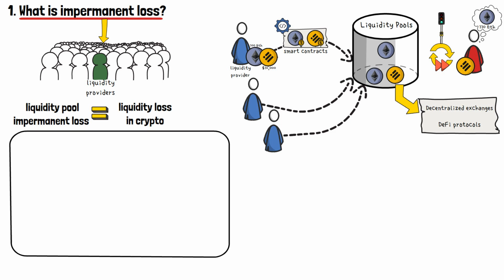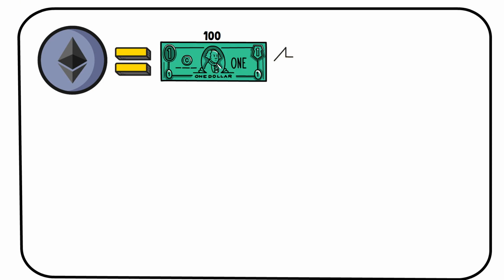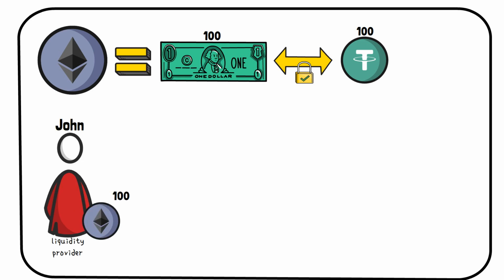Let's go for a hypothetical yet practical example to see how impermanent loss occurs. For the sake of simplicity, let's imagine that 1 Ether is worth $100. Thus, 1 ETH is worth 100 stablecoins, the coins that are designed to remain of a fixed value, which is $1, at least in most cases. Meet John, a liquidity provider who stakes 1 ETH and 100 USDT.